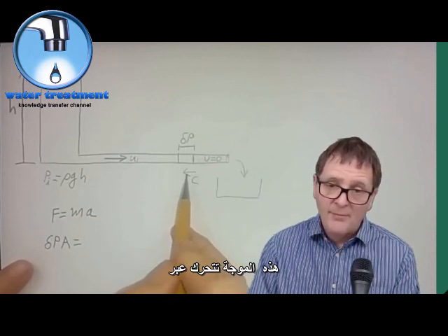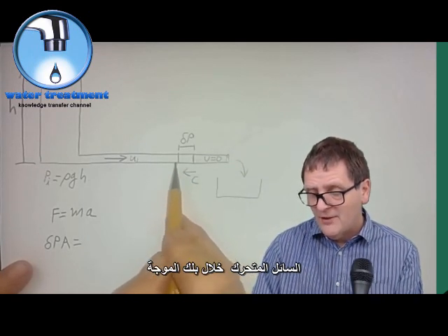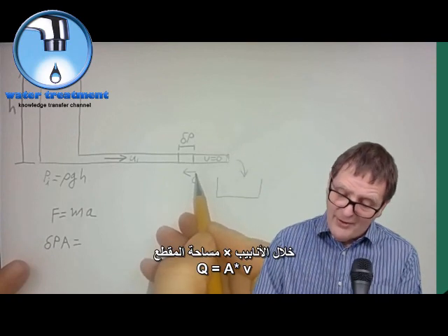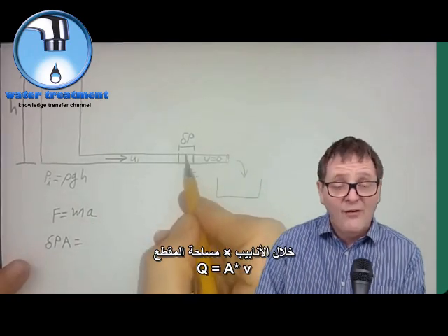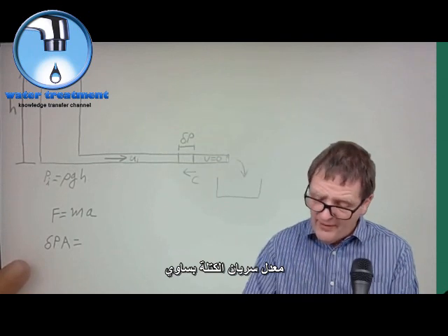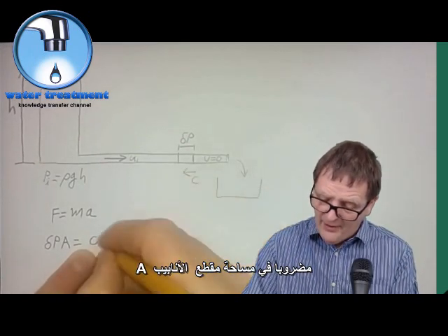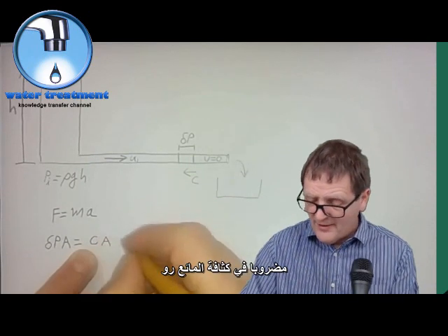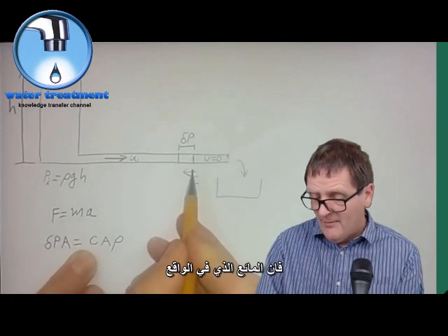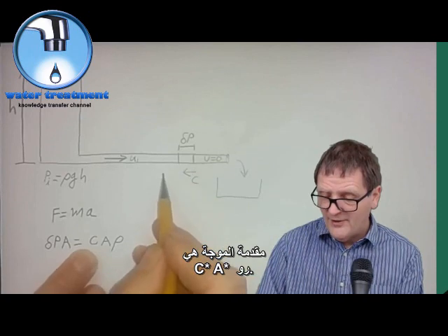The wavefront is travelling up the pipe at velocity c. So at any instant in time, we can work out how much fluid is travelling through that wavefront. The amount of fluid travelling through that wavefront is how fast it's going up the pipe times the area of the wavefront times the density of the fluid. So the mass flow rate is the velocity of the wavefront, c, times the area of the pipe, A, times the density of the fluid, rho. So the fluid going through that wavefront in kilograms per second is cAρ.